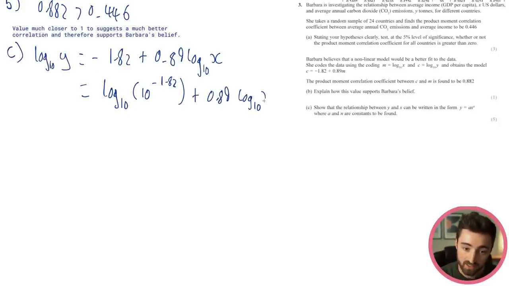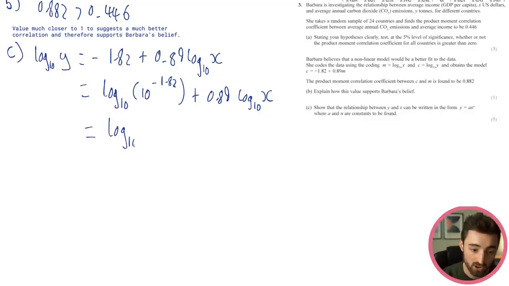Why am I doing all this? Because I can now use a log law to get all of this together. There's something I need to do first, though. I can't add these logs together just now because this has got a number in front of it. So I'm going to bring this 0.89 up here using the power law.